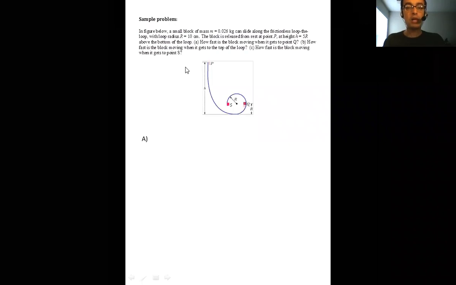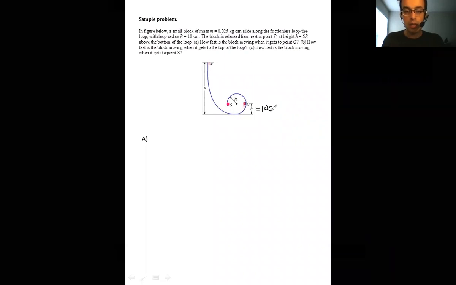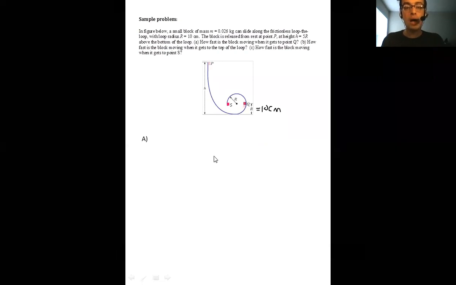Right? Let's take a look at something a little more complicated. In the figure below, a small block of mass 0.026 kilograms can slide along a frictionless loop-the-loop with a loop radius of 10 centimeters. So we know that R here is equal to 10 centimeters, right? The block is released from rest at point P at height 5r above the bottom of the loop.